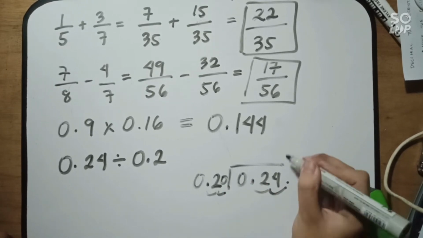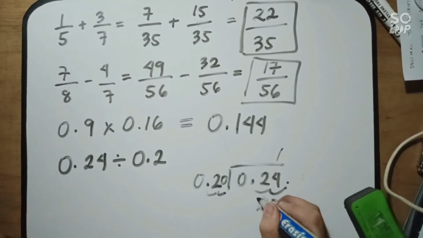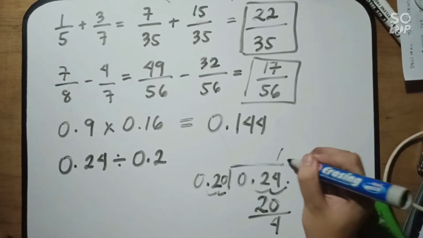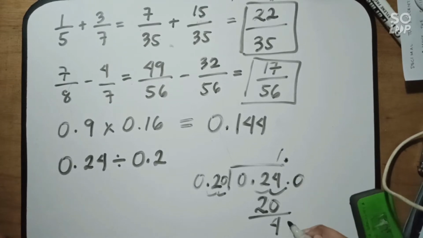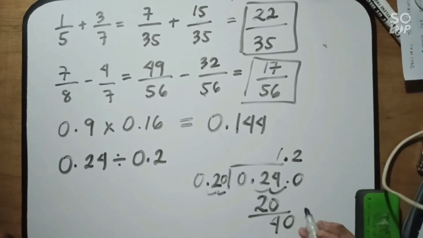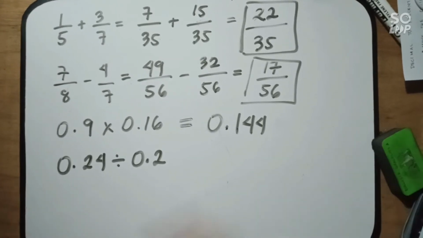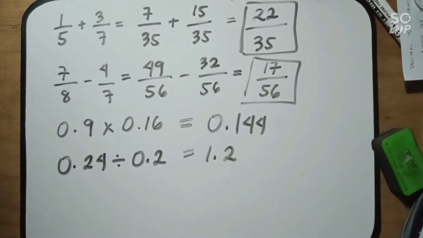24 divided by 20 is 1. 1 times 20 is 20. So bring down 4. And then continue. Put a decimal point. So continue. Bring down the 0. 40 divided by 20 is 2. 2 times 20 is 40. So therefore, 0.24 divided by 0.2 is equals to 1.2.